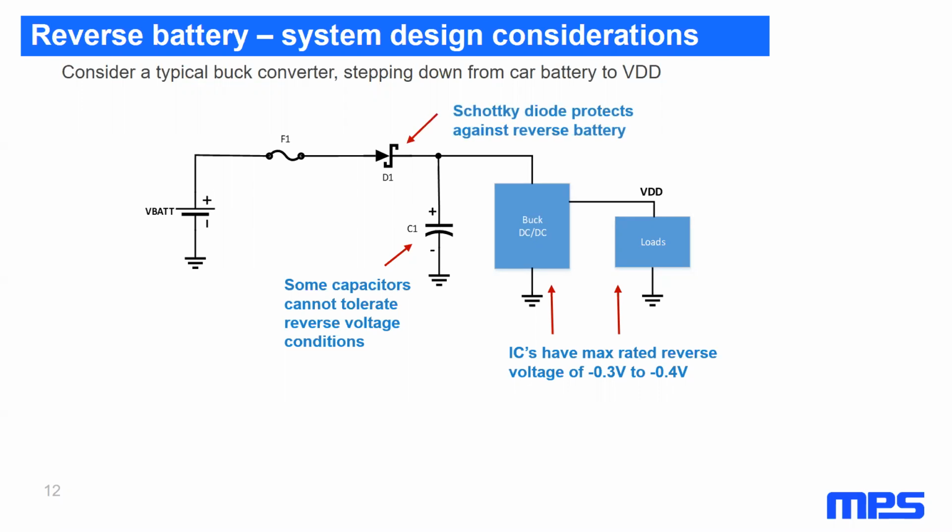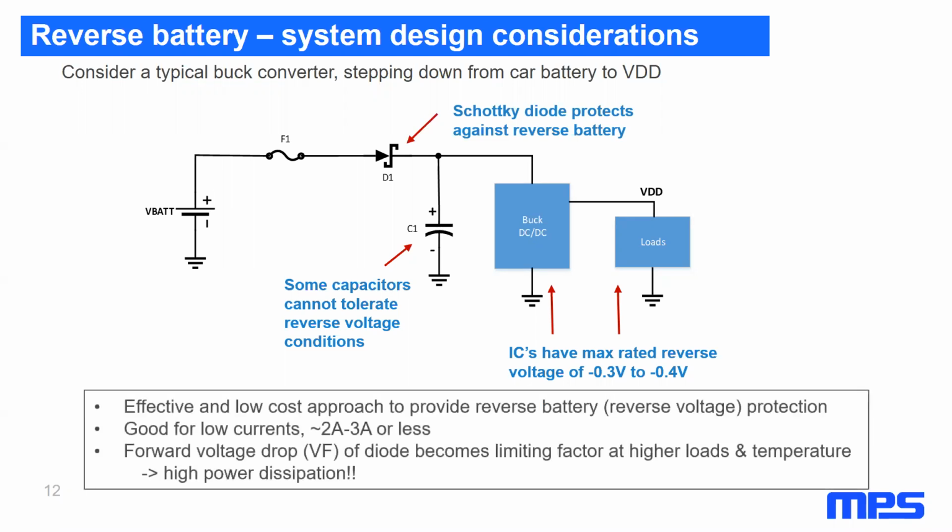In this circuit, the addition of a simple Schottky diode rated for the correct current will provide sufficient protection for the ICs and other polarity sensitive components. This example shows an effective and low-cost approach to providing reverse battery protection. A Schottky diode approach is good for low currents up to a few amperes max.